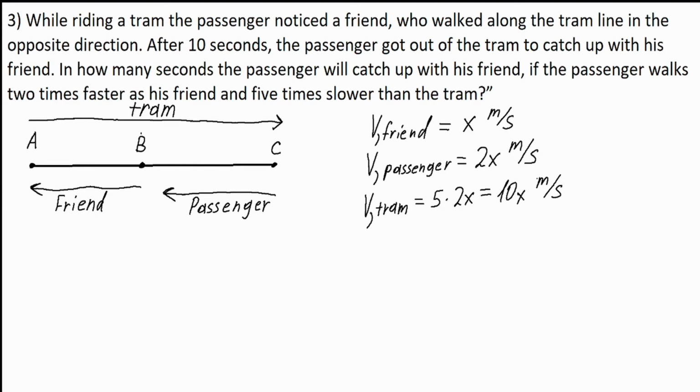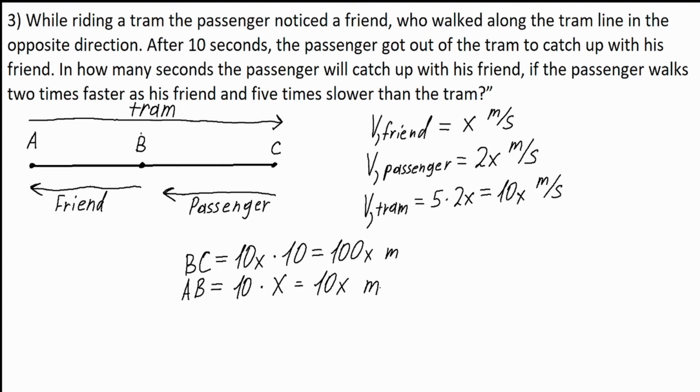Now let's calculate the distance the tram traveled in 10 seconds. So this distance traveled will be segment BC. To get segment BC, we multiply the speed of the tram by the time traveled, and this will be 10x multiplied by 10, and this will give us 100x meters. Now let's calculate the distance the friend traveled in 10 seconds. This will be segment AB. AB equals 10 multiplied by x, and this segment will be equal to 10x meters.